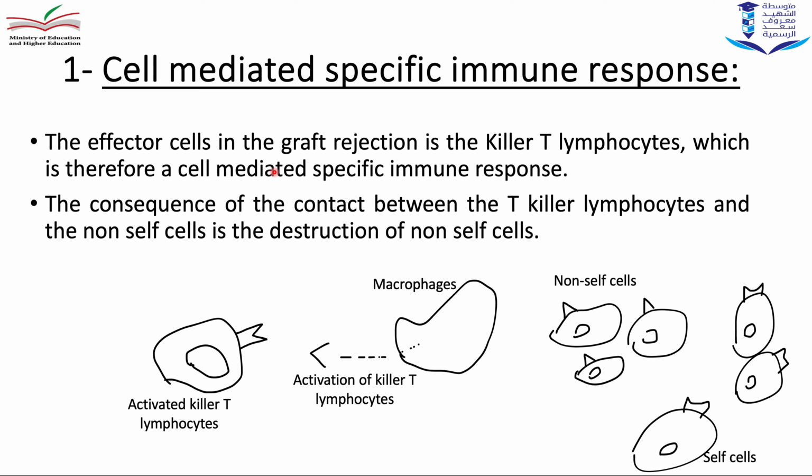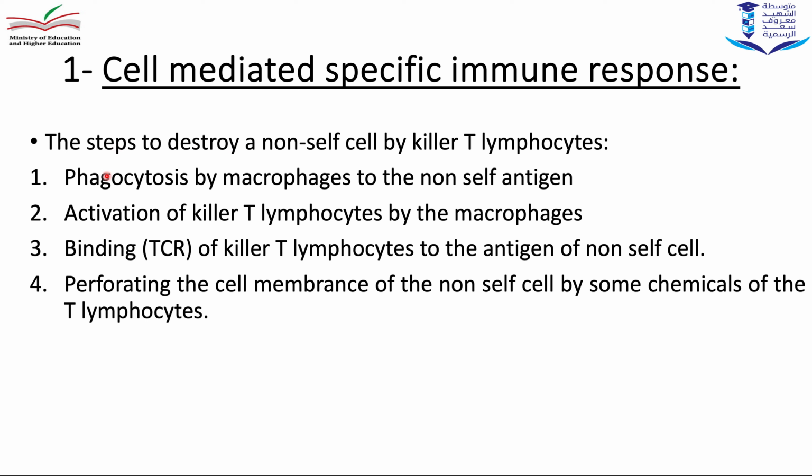So the effector cells in the graft rejection are the killer T lymphocytes, which is therefore a cell-mediated specific immune response. So when T lymphocytes are activated, we can say this kind of specific immune response is cell mediated. In cell mediated, the effector cells are the T lymphocytes or killer T lymphocytes. We obtain at the end the destruction of these cells. The steps are just for reading, it's not important to memorize them.